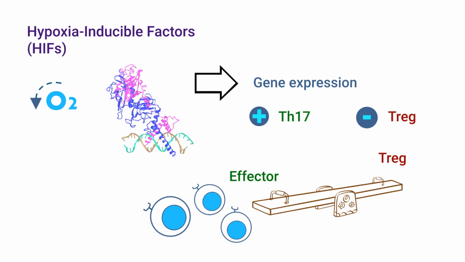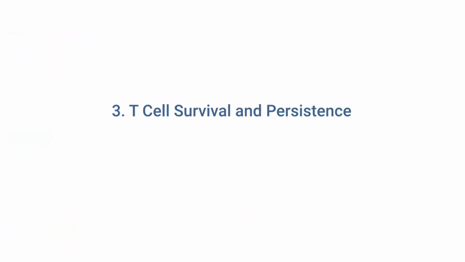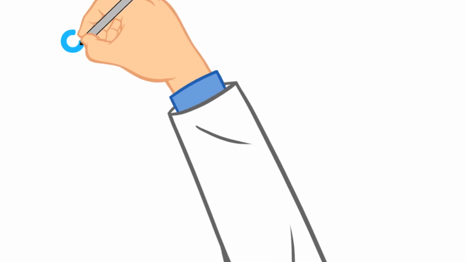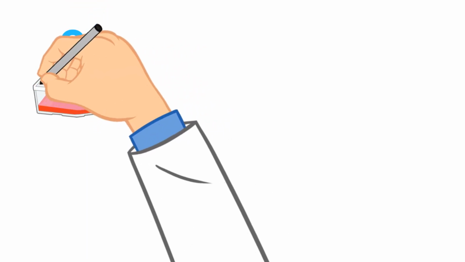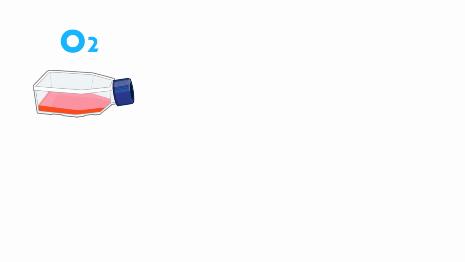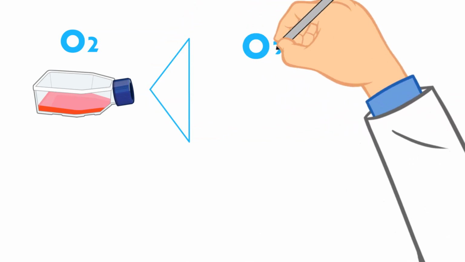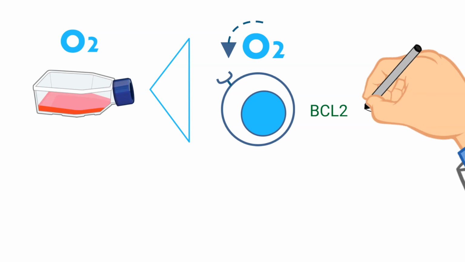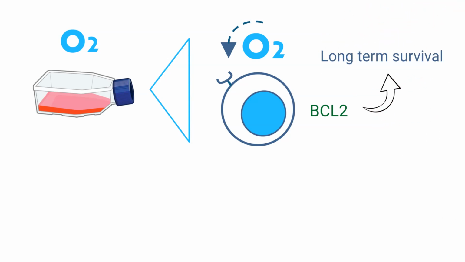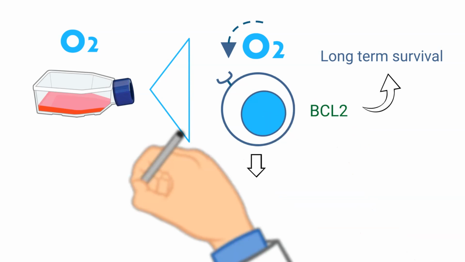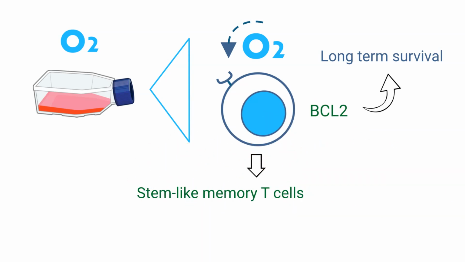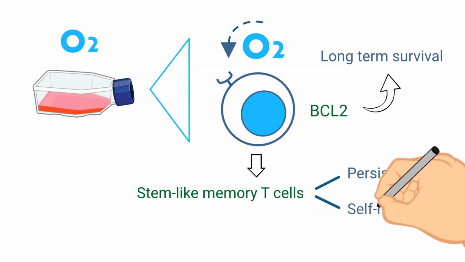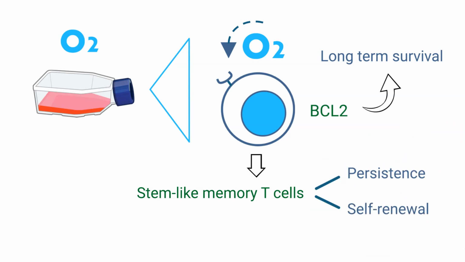The survival and persistence of adoptively transferred T cells in vivo are key determinants of adoptive cell therapy success. Oxygen levels during the ex vivo culture phase can influence the expression of survival factors and resistance to apoptosis. For example, hypoxic conditions have been shown to upregulate anti-apoptotic proteins like BCL2, enhancing T cell survival post-infusion. Additionally, hypoxia can promote the generation of stem-like memory T cells, which have superior persistence and self-renewal capabilities compared to effector T cells. These long-lived T cells are highly desirable for ACT, as they can provide durable anti-tumor responses.